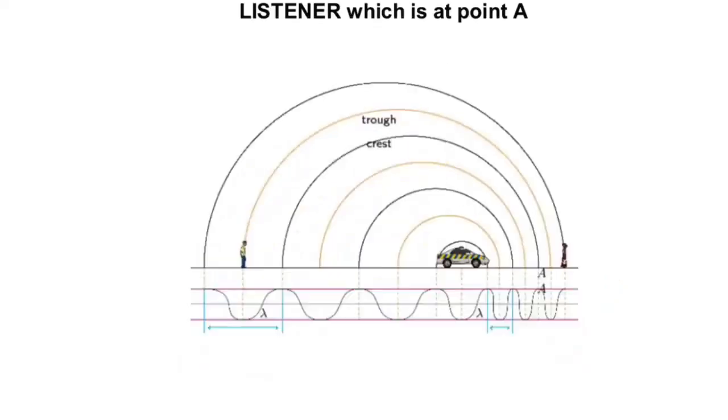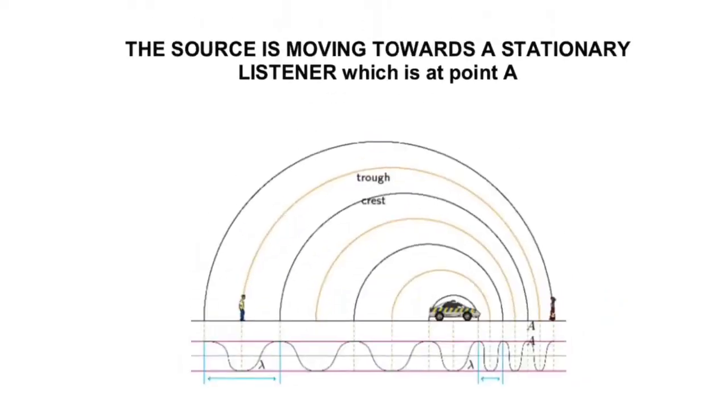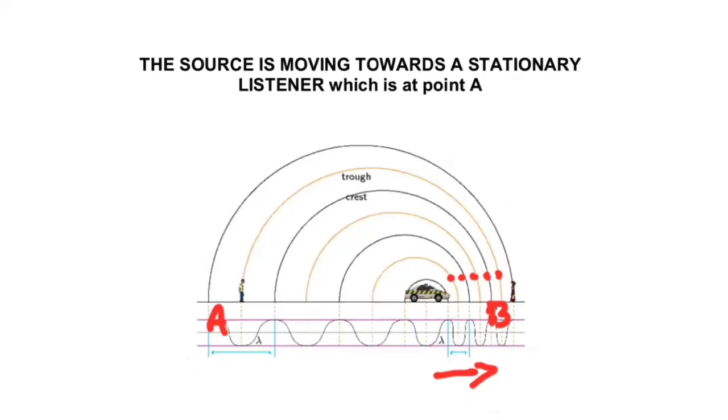Let's take a look at this example. You are still standing at point A and your friend is standing at point B. But the car is moving towards B. The car is moving towards the point B. As you can clearly see, there's a compression here on the crests and the troughs. There is a smaller wavelength and as a consequence, a higher frequency.